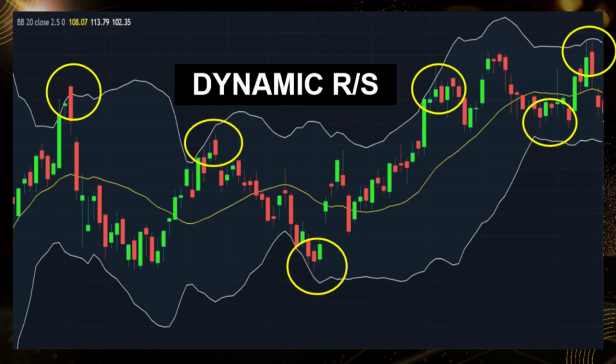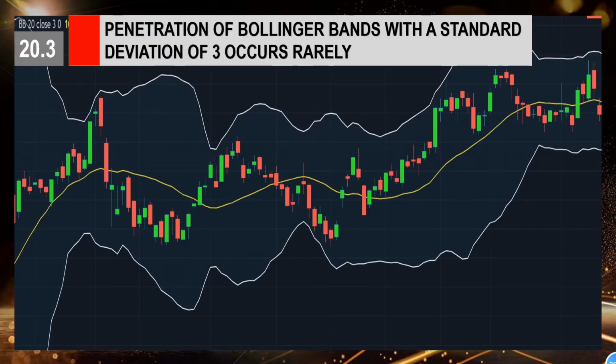Here, I use the Bollinger Bands with a standard deviation of 2.5 because the previous high and low points can just reach the upper and lower boundaries, which could perfectly verify the resistance and support effect of the upper and lower boundaries. Of course, studies have shown that penetration of Bollinger Bands with a standard deviation of 3 occurs rarely.